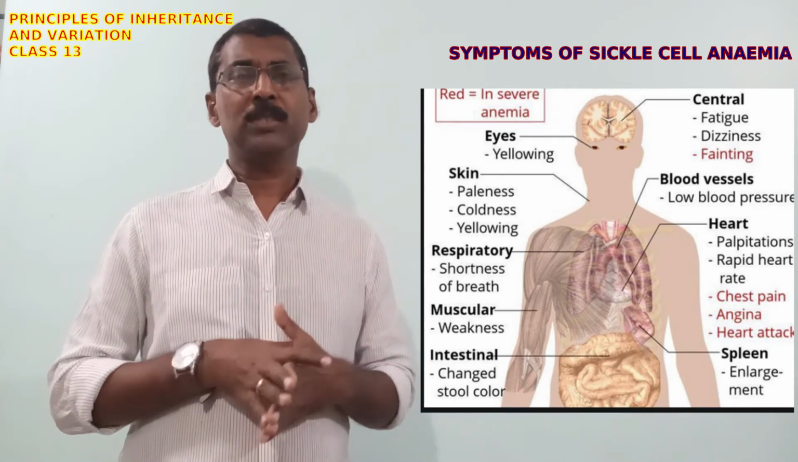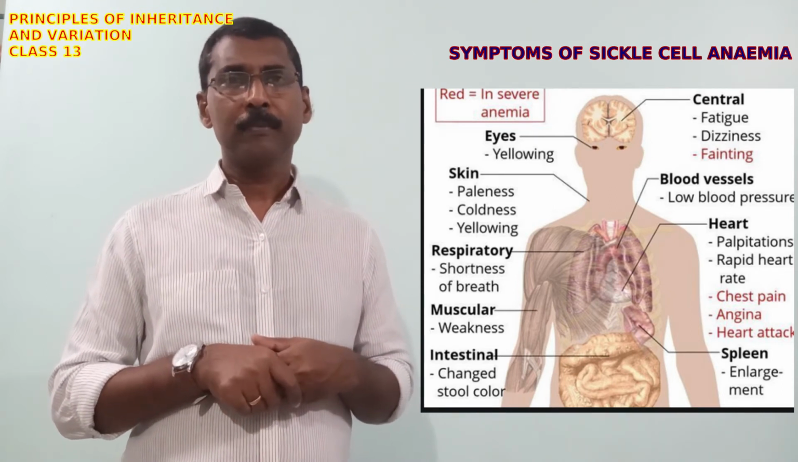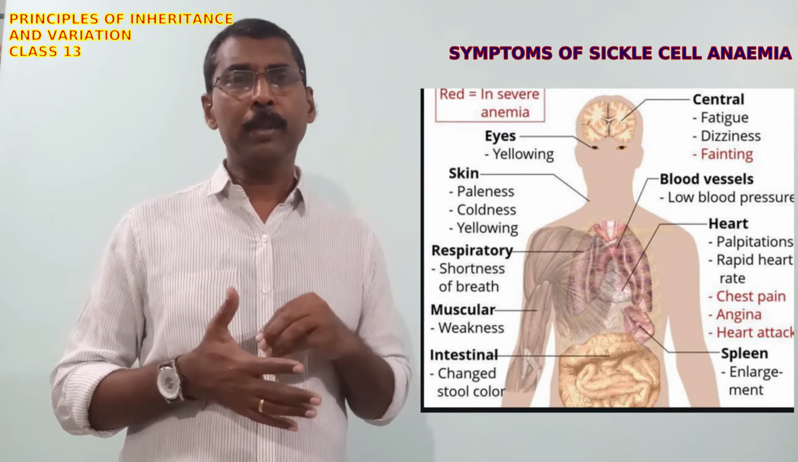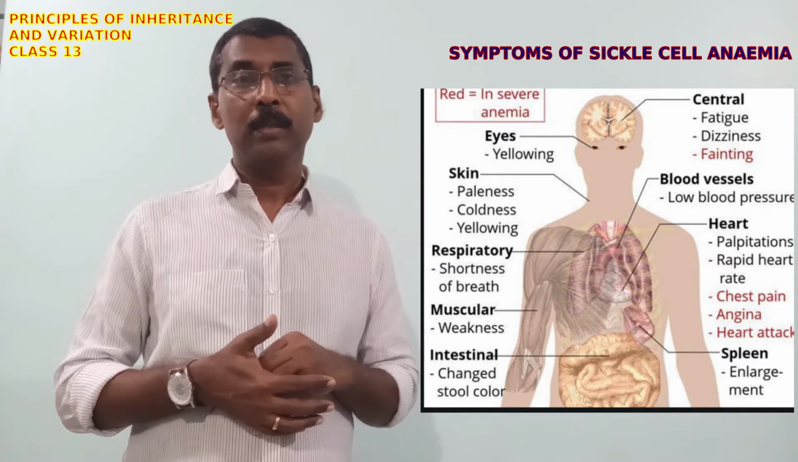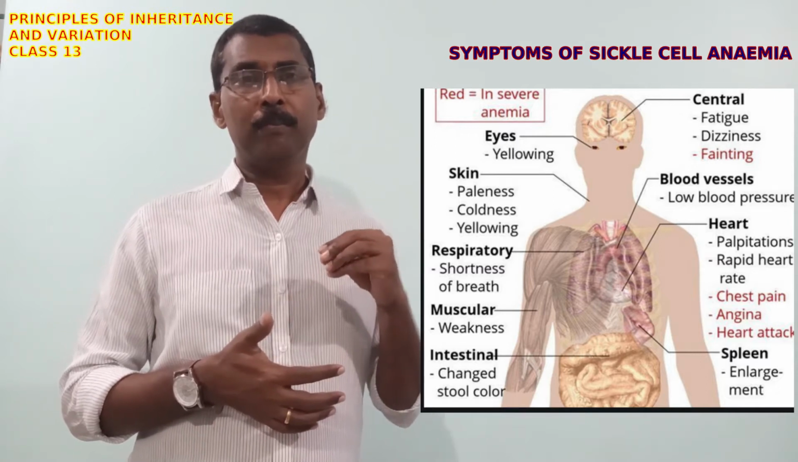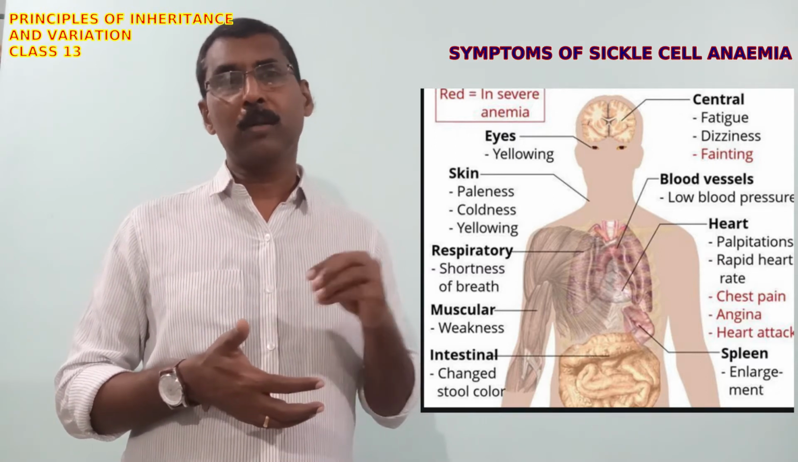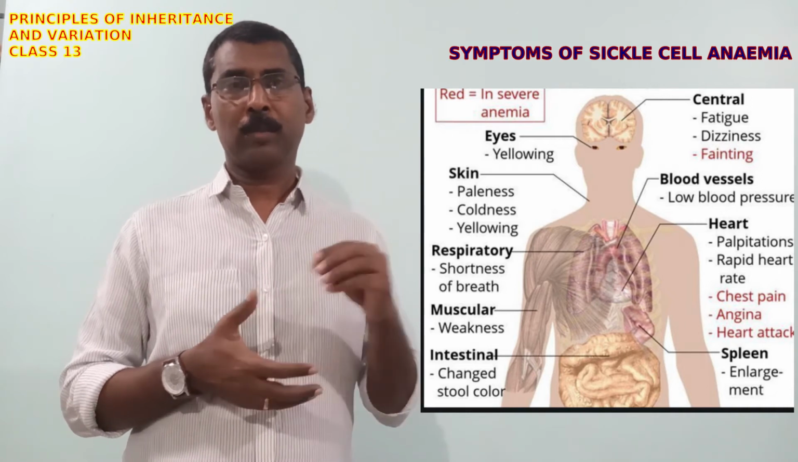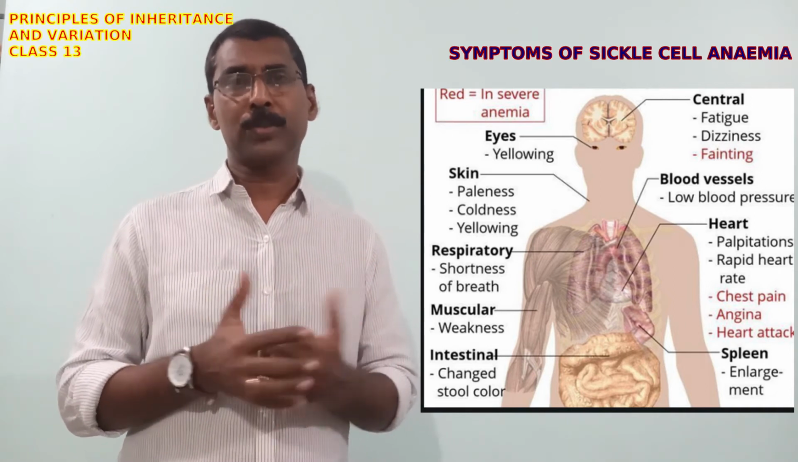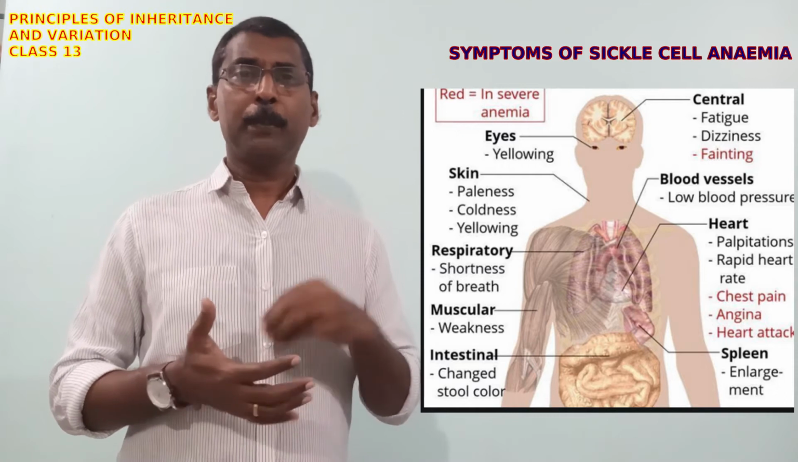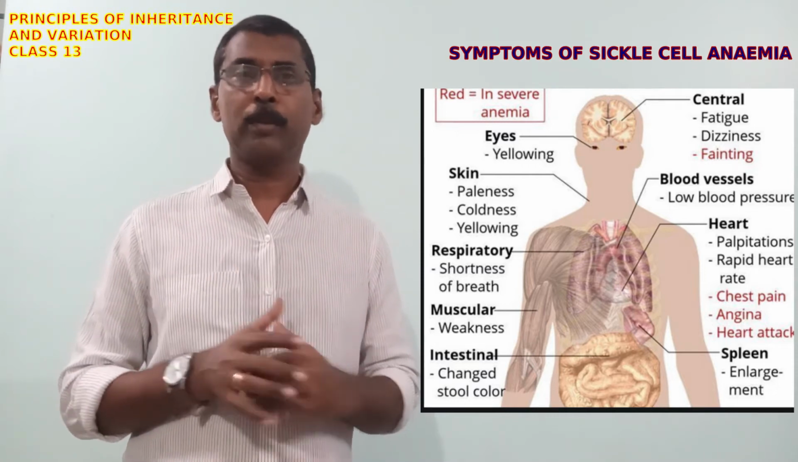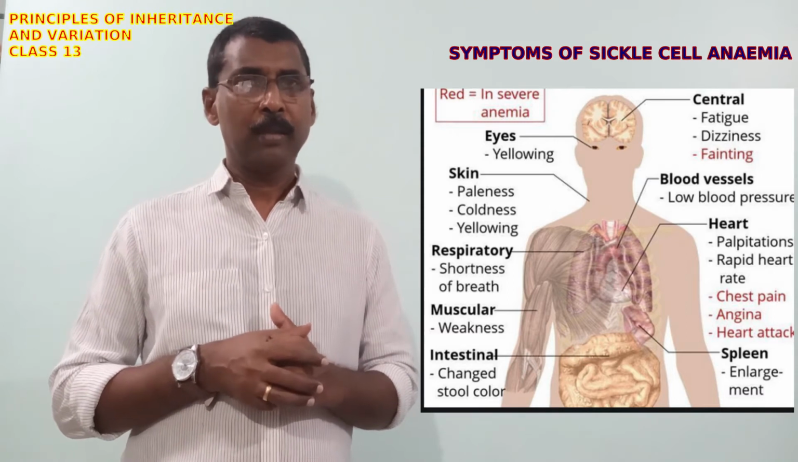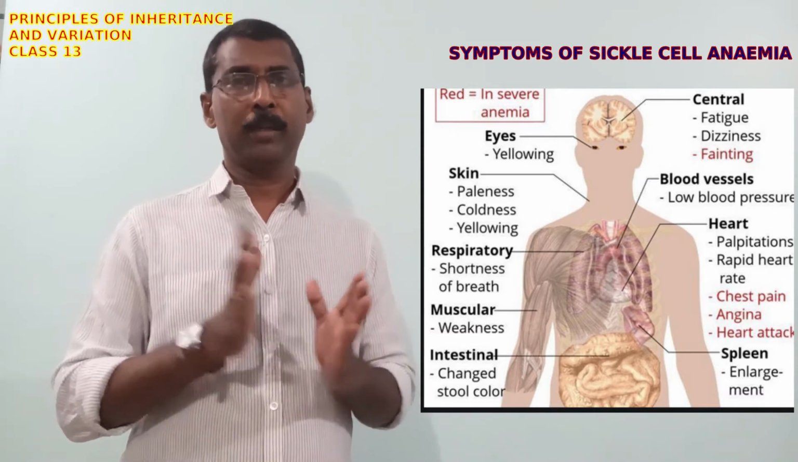And apart from these symptoms, a sickle cell anemia patient may have more chance of blood clotting, internal blood clotting, that may lead to thrombosis. So the person may be more susceptible to thrombosis also. That is another problem. So this is sickle cell anemia.